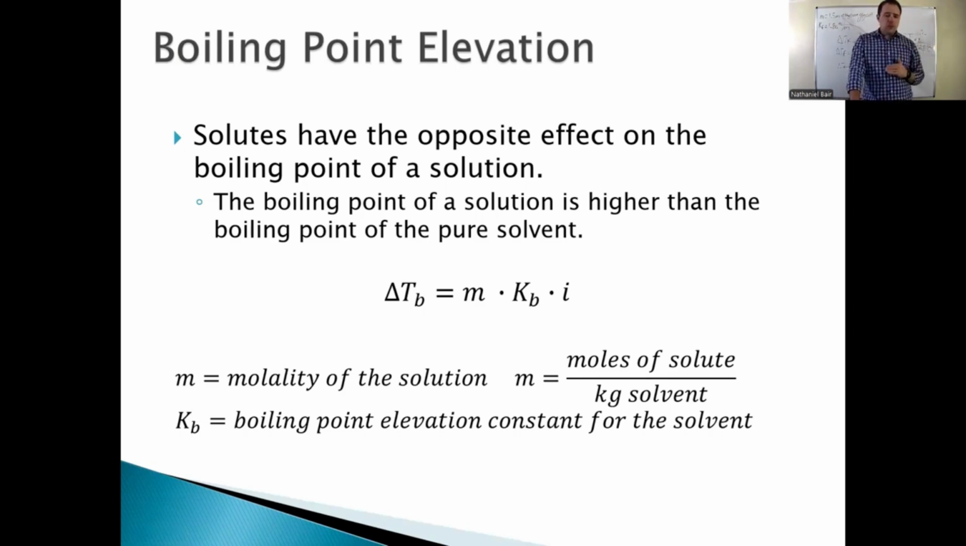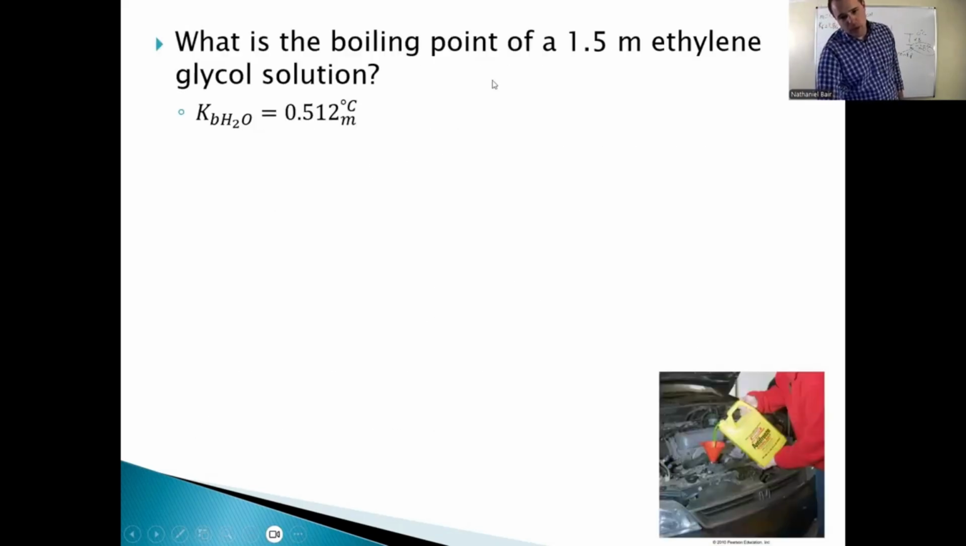Almost always. So here's our formula. It's going to look almost identical to the last one. The change in temperature of boiling is equal to the molality times the boiling point elevation constant times the Van't Hoff correction factor. Okay, swap the F's for B's, and you got the boiling point elevation formula. So what would be the new boiling point of this 1.5 molal ethylene glycol solution? Now, the boiling point elevation constant, as I was saying, is almost always lower than the freezing point depression constant.